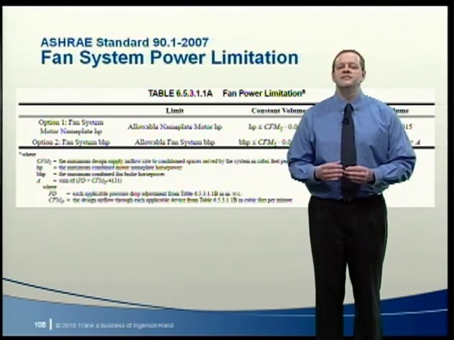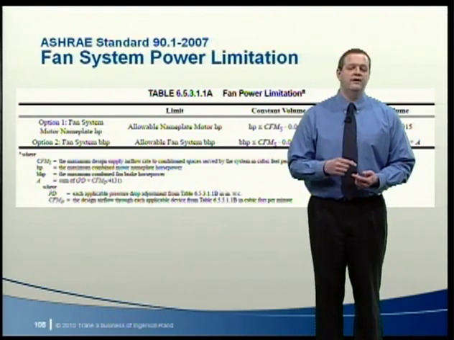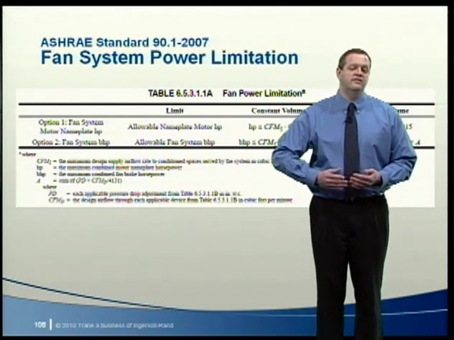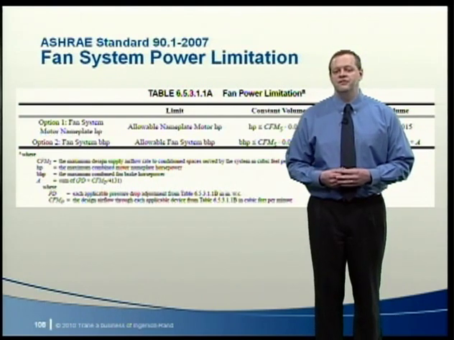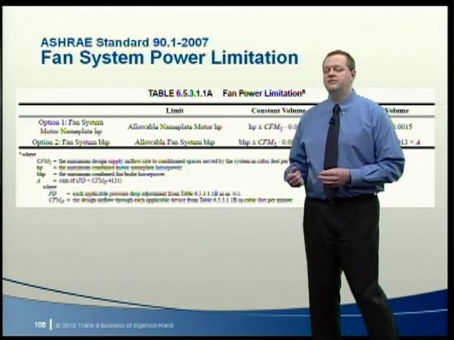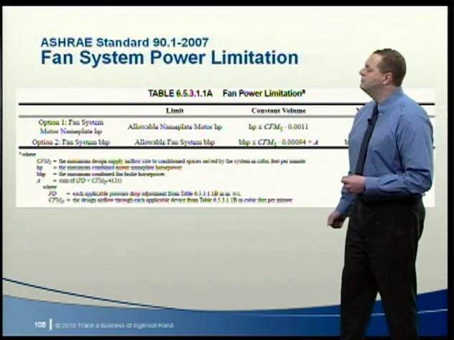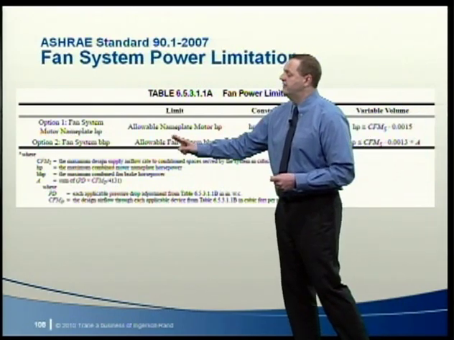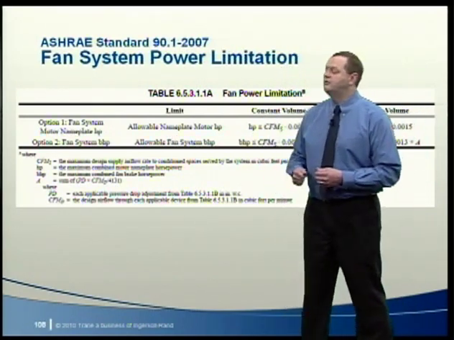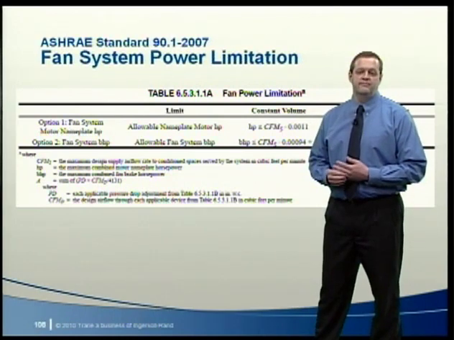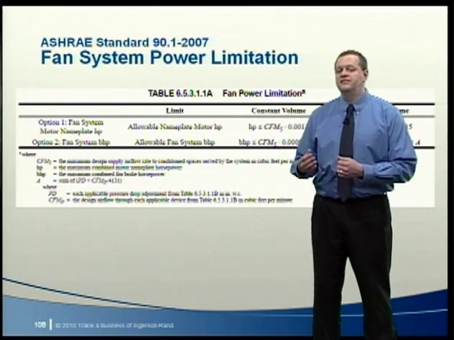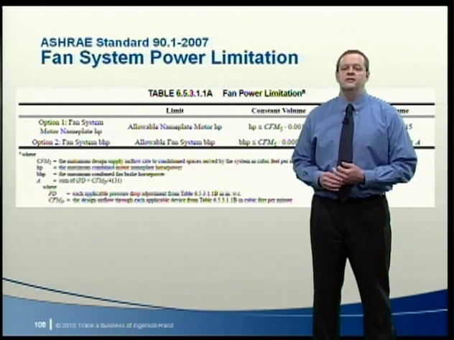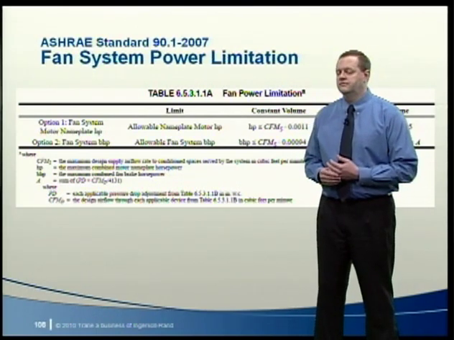This limit applies to the sum of all fans that operate at peak design conditions, which is typically peak cooling load. The 2007 version of ASHRAE 90.1 includes two options for compliance. Option 1 is based on nameplate horsepower, while Option 2 is based on brake horsepower. Option 1 is easier to apply and easier for a code official to verify, but Option 2 is more flexible.